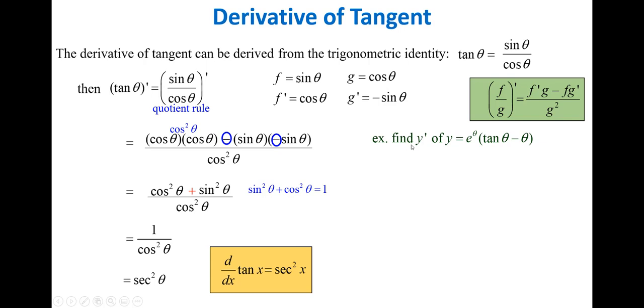Jumping right into an example. Using the derivative of tangent, you're asked to find y prime when y is equal to e to the theta. Notice I like to give you different variables to not get you so stuck in only being able to take the derivative when it's in terms of x. So the curve here is y is equal to e to the theta times tangent of theta minus theta. Right? So this is going to require product rule.